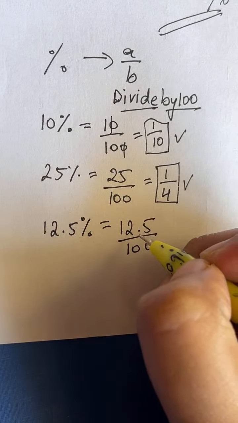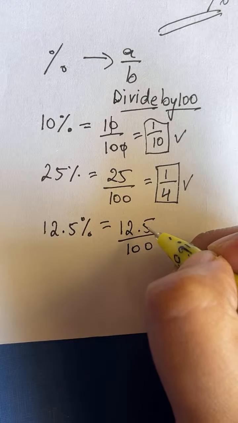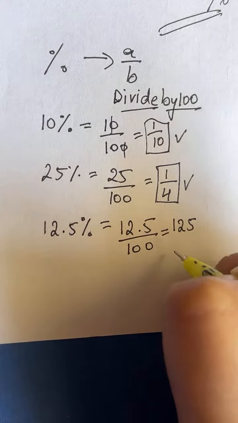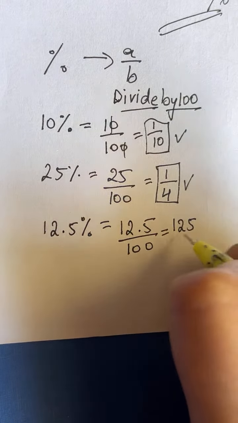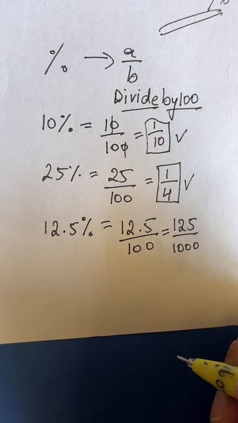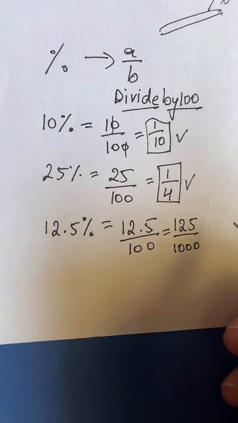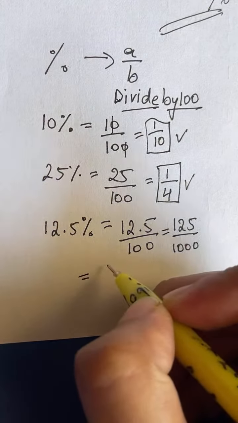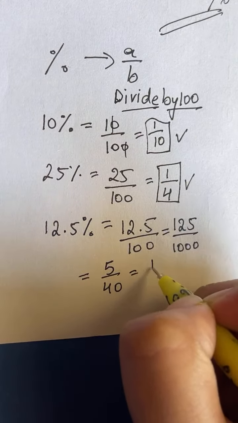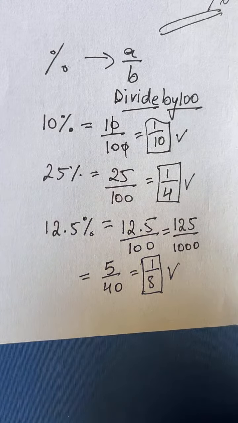And how do we remove the decimal? You check how many digits are there after the decimal. There's one digit, so you're going to write the number 125. After the decimal there was one digit, so you're going to add a 0 to the denominator. Okay, so you got 125 over 1000, and that goes how many times? In the 5 times table you get 5 over 40, and that's 1 over 8, and you're done. You got a fraction, 1 over 8.